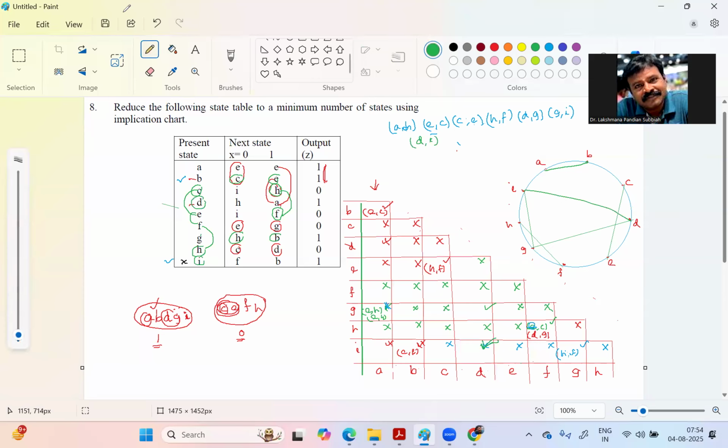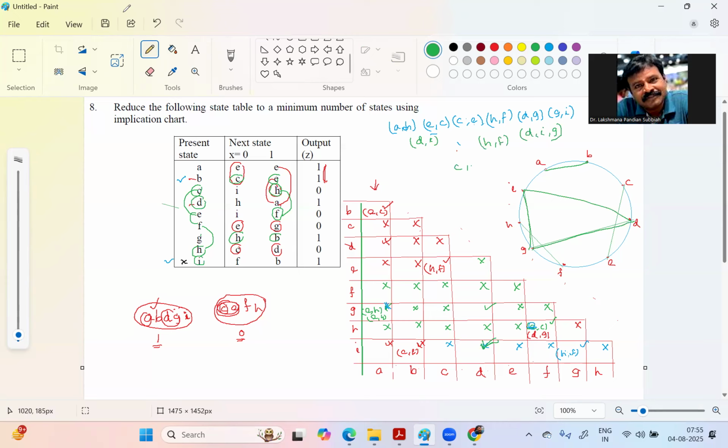Then EI is not possible. FI is not possible. GI is there, right? HI is not possible. Okay, now this is the group, right? So we now have this triangle as one loop, one closed path. So these three can be grouped together: DIG. So DIG is one group, right? Then HF is another group.